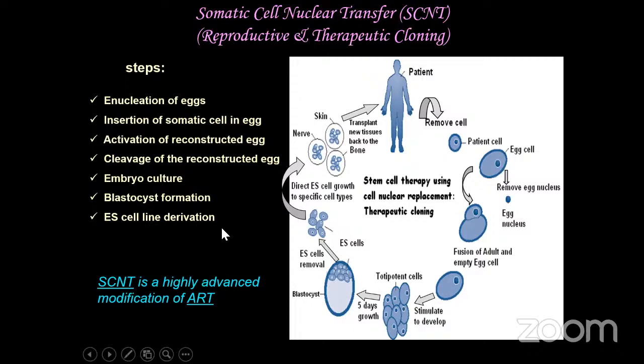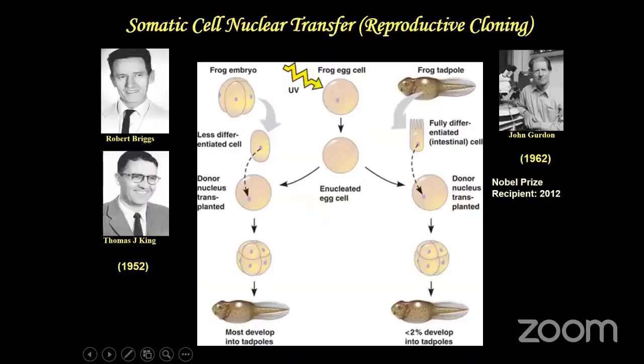As we all know, Dolly is the best example of somatic cell nuclear transfer. In fact, this was done as early as 1952 and 1962. John Gurdon, who also shared the Nobel Prize with Yamanaka in 2012, and Briggs and King did the experiments in very early stage embryos using enucleated eggs.